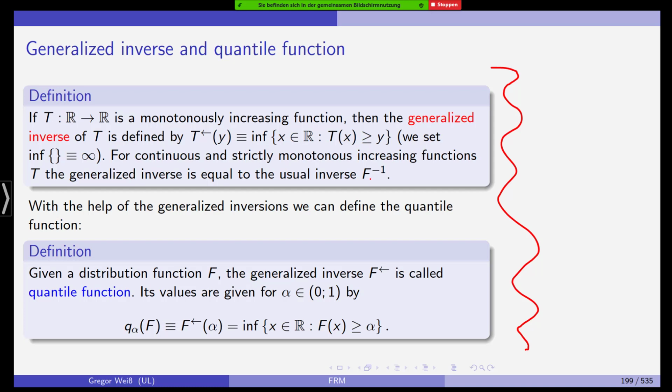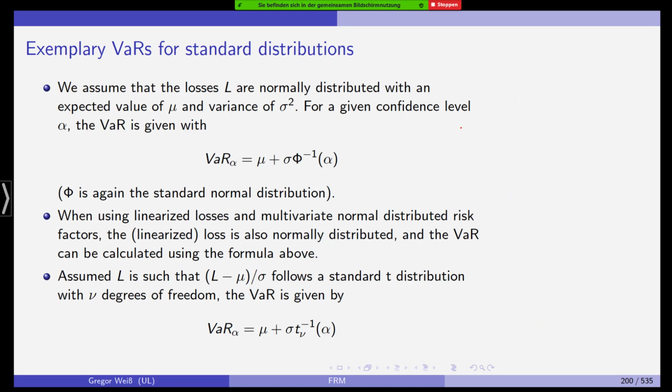The inverted distribution function is the quantile function. You need a distribution function F, and the generalized inverse is then called the quantile function. In case you have a continuous and strictly monotonous distribution function, then the generalized inverse is the inverted distribution function. That's usually the case with continuous random variables, but because you cannot be sure that you always have a continuous random variable, one can define the so-called generalized inverse. So what we can see is the valued risk is a quantile.